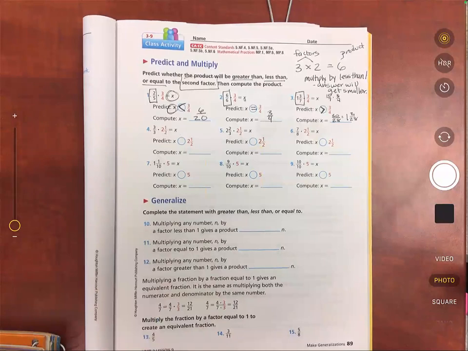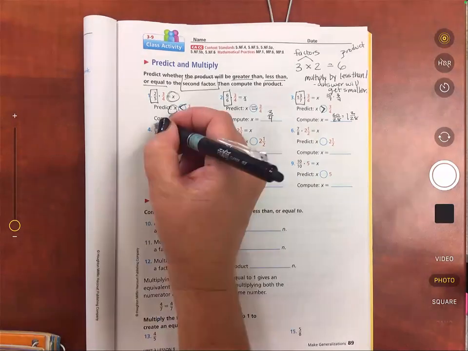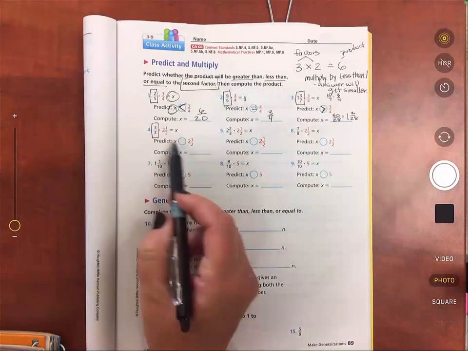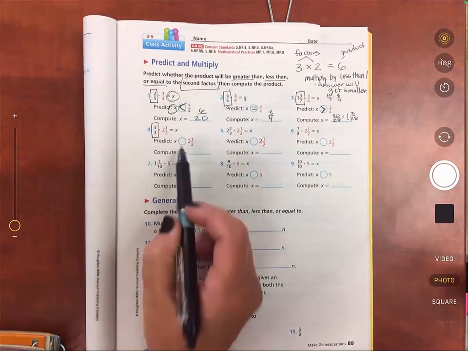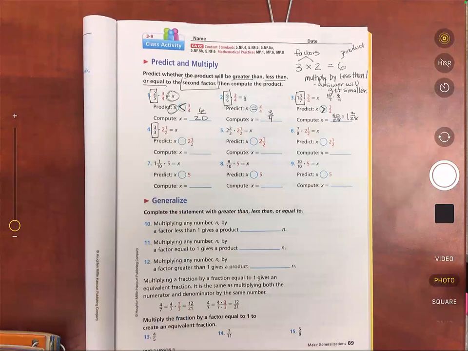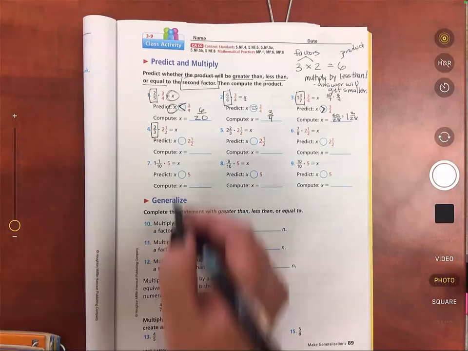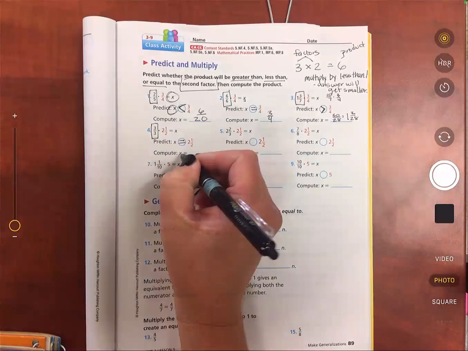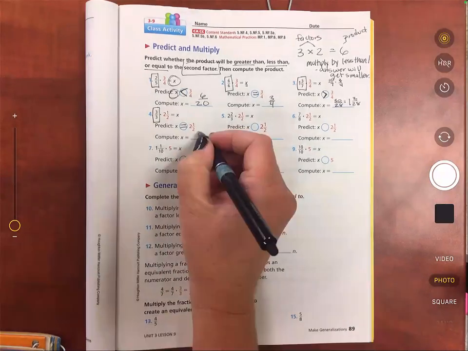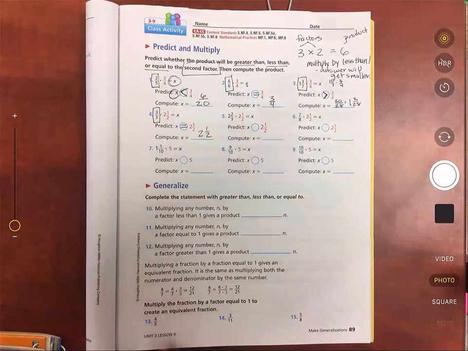Nothing else changes. So I'm gonna put a box around this first fraction because that's the one I'm comparing to my 2.5. What does 3/3 equal? 1 whole. Is 1 whole greater than, less than, or equal to 1 whole? Equal. So is X going to be greater than, less than, or equal to 2.5? Equal. So when I compute, what does X equal? 2.5, right? It said it was equal.